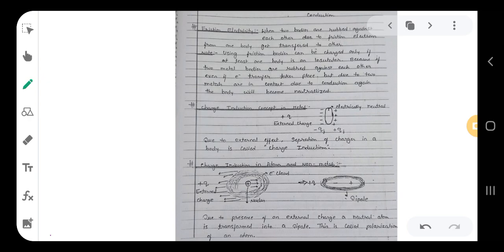Okay, now charging by induction. Charging by induction means there are metals and the bodies are not in contact with each other. Due to an external effect, the separation of charges in a body is called charge induction.